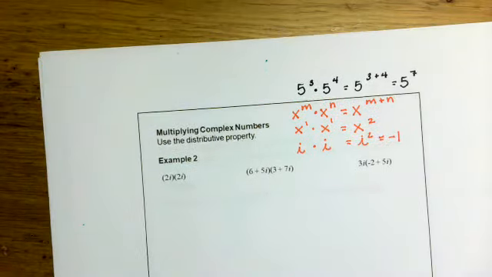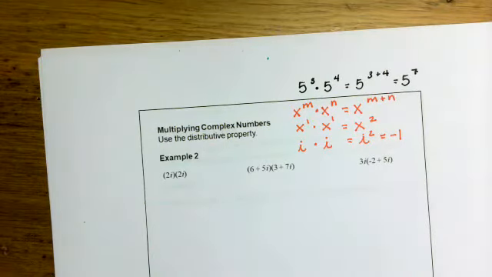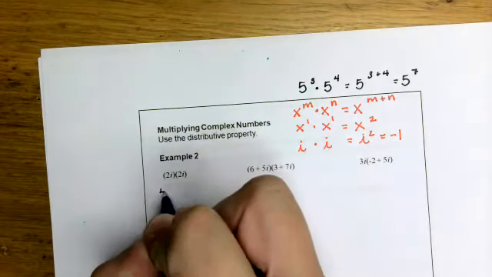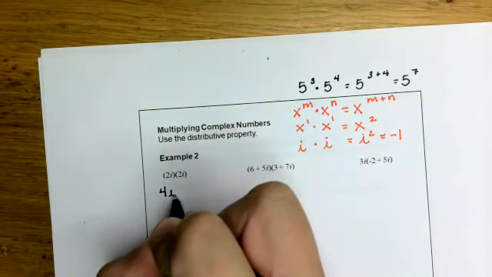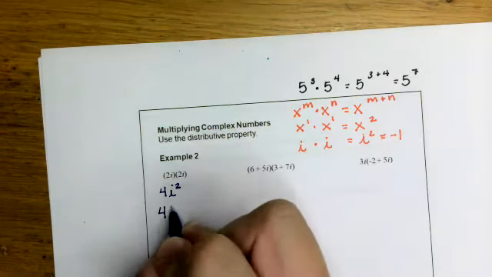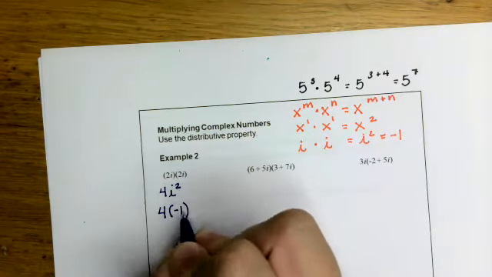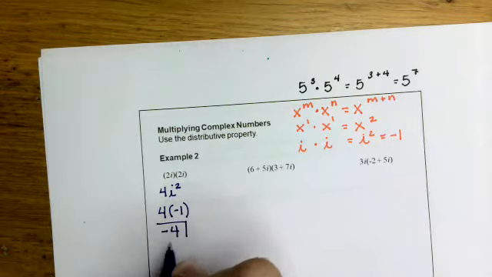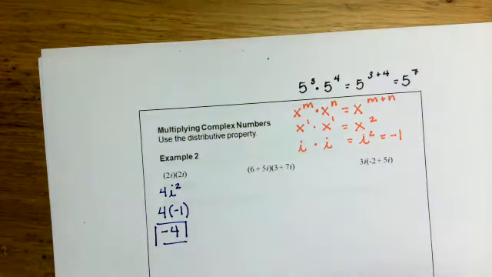So let's try this one. 2i times 2i. 2 times 2 is 4. I times I is I squared. So 2i times 2i becomes 4i squared. I squared becomes -1. Take out the I squared, put in the -1. 4 times -1 is -4. You are done. Okay?